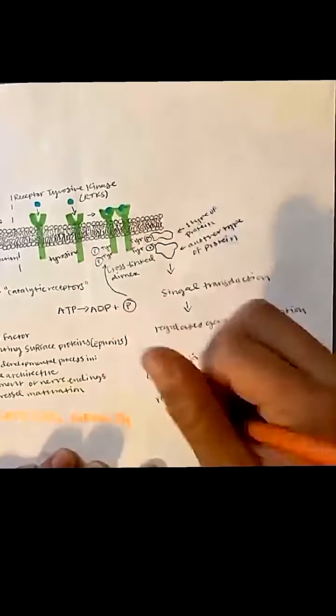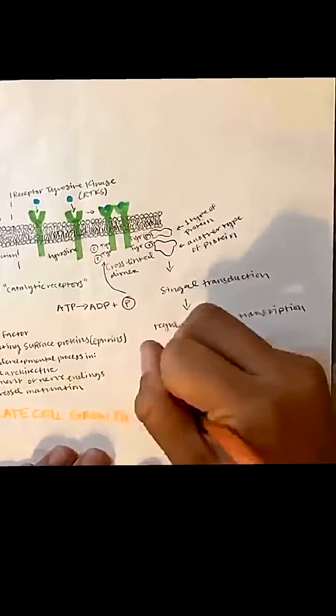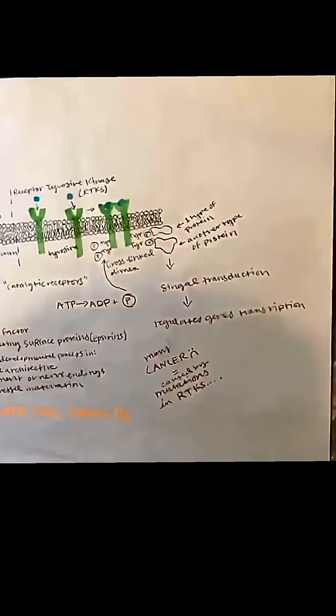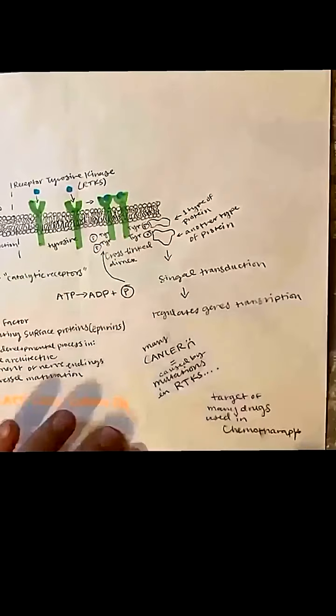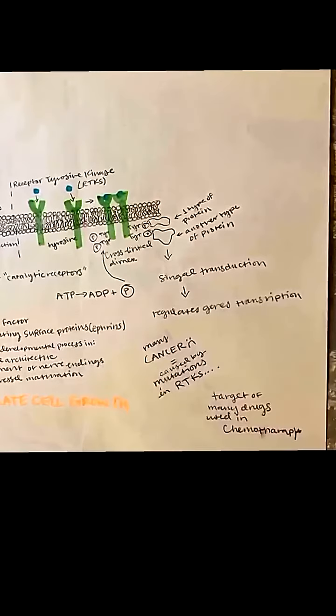Because RTKs often regulate cell growth, when they do not function properly, cancer may result. Many chemotherapy drugs target RTKs. One example is Herceptin, which is an antibody used to inhibit a specific overexpressed RTK in many breast cancers.